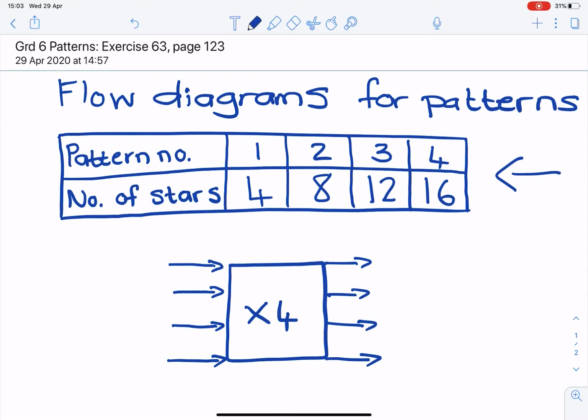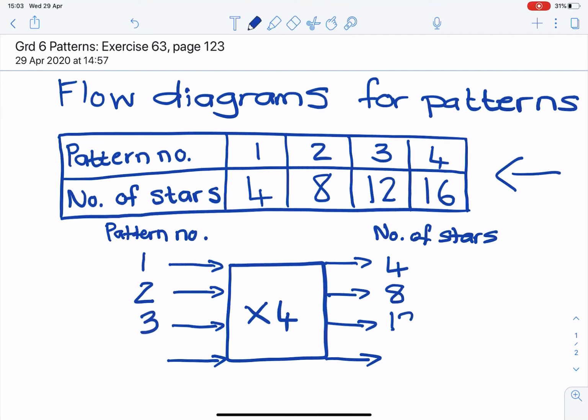If I were to represent that in a flow diagram, I would have my pattern number on this side and my number of stars on this side. So pattern number 1 would have 4 stars. Pattern number 2 would have 8 stars. Pattern number 3 would have 12 stars. And pattern number 4 would have 16 stars.